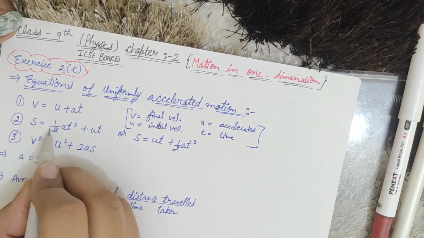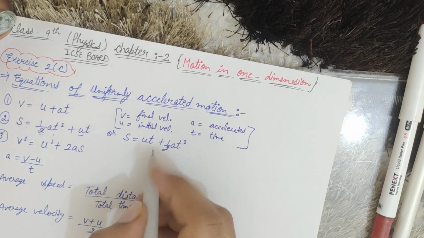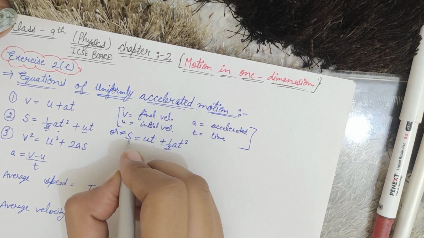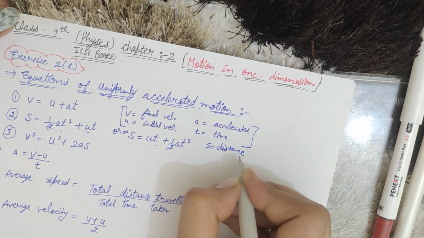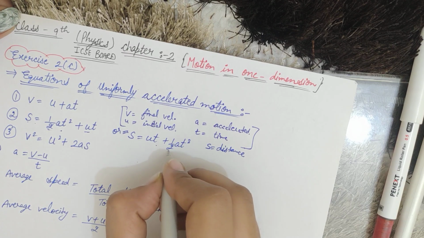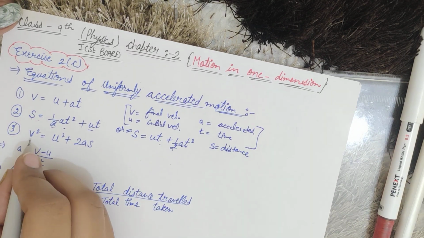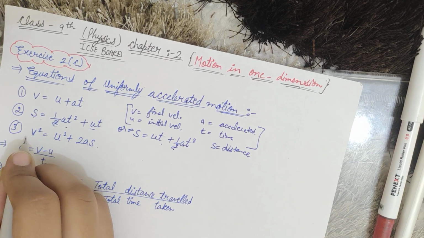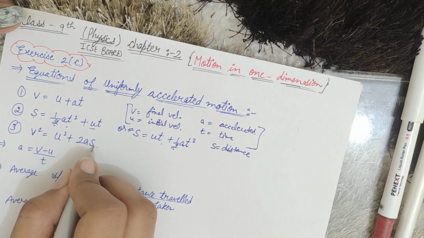Next is s is equals to ut plus half at square, or you can write like this also. This is the most useful. S is equals to ut plus half at square, where s is the distance here, u is the initial velocity again, t is the time period, 1 by 2 constant, a is the acceleration, t is the time again. Next is third one, v square is equals to u square plus 2as. V square is the final velocity, initial velocity, acceleration and the distance.